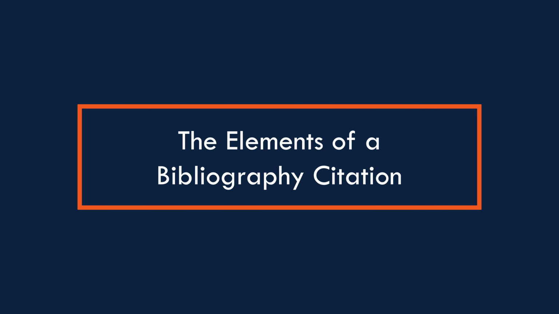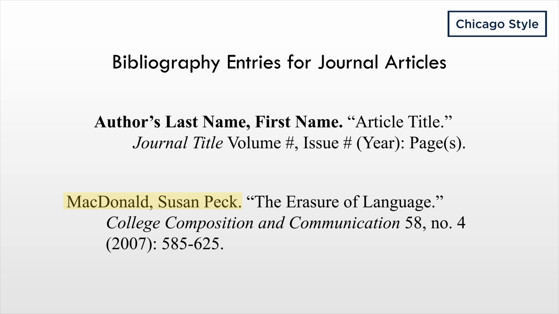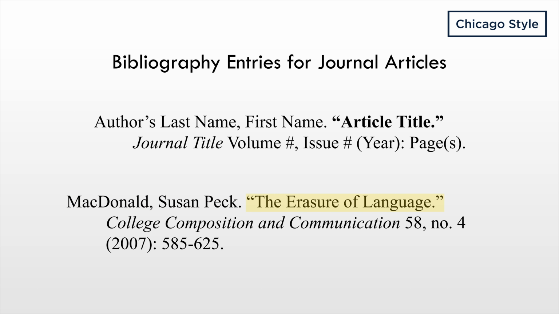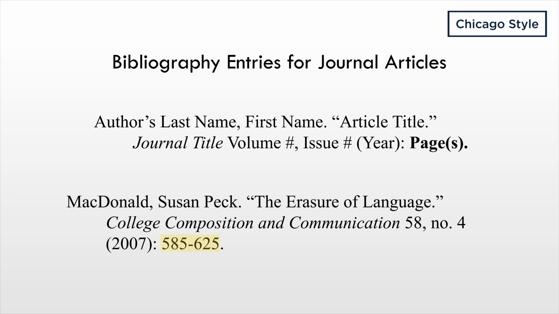The elements of a bibliography citation. When creating an entry in your bibliography for a journal article, you will include the author's name in inverted order with last name, comma, first name, followed by a period, the article title in quotation marks with a period, the journal title in italics, volume number, comma, issue number, year in parentheses, colon, and complete page numbers for the full article.